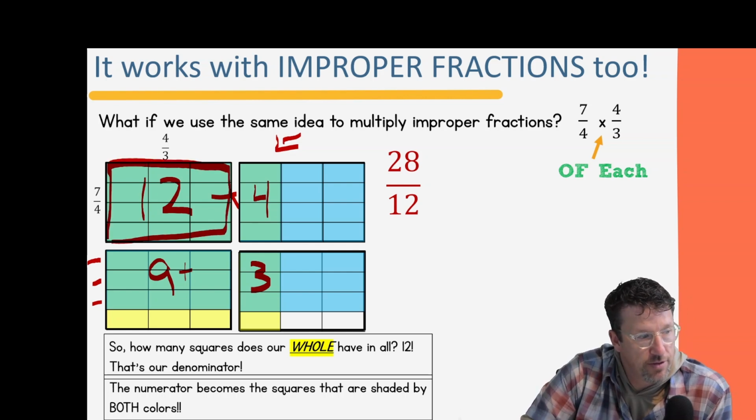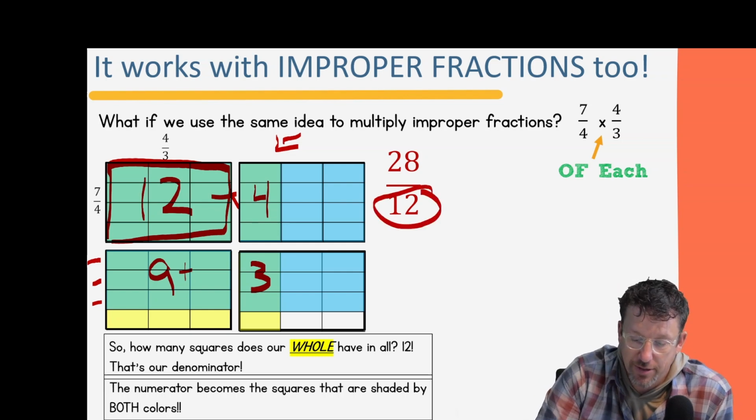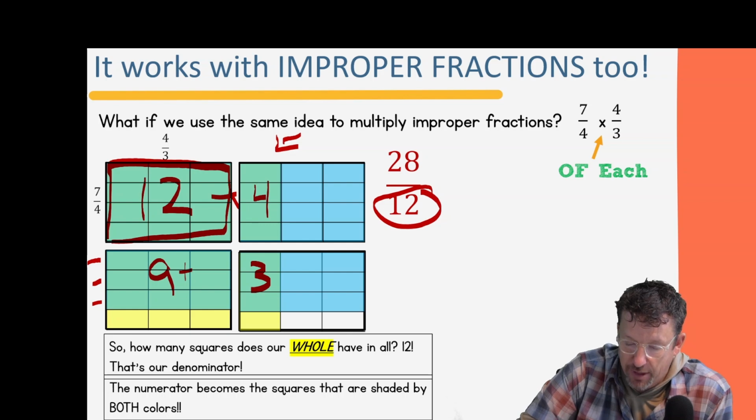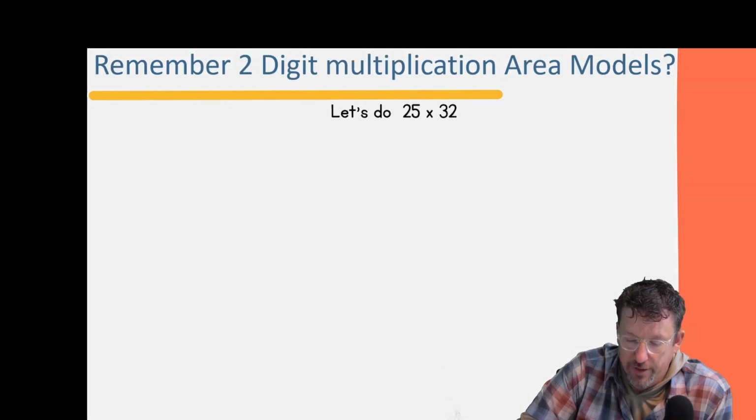When we cut fourths into thirds, we have 12 as our denominator. And then we figure out where they all cross each other. And that's it. Okay, it's a little tricky, but I think you'll figure it out.